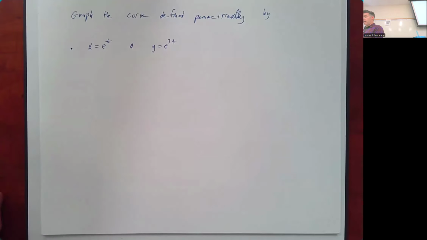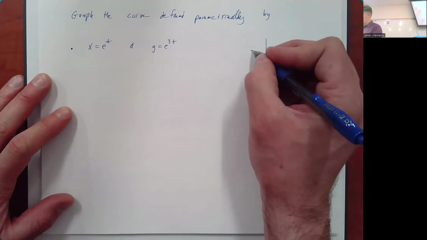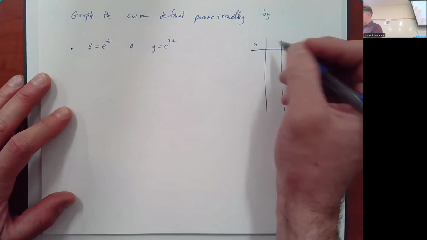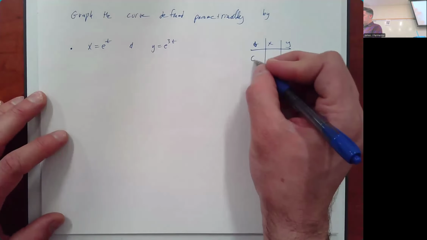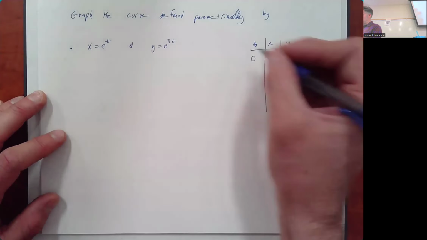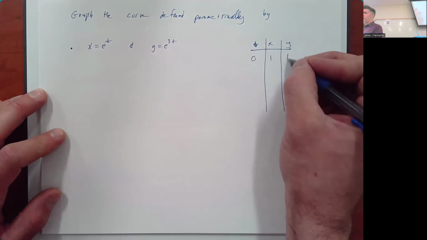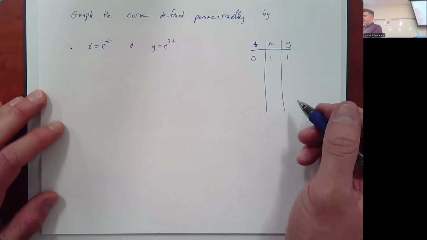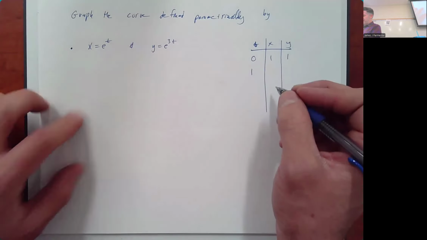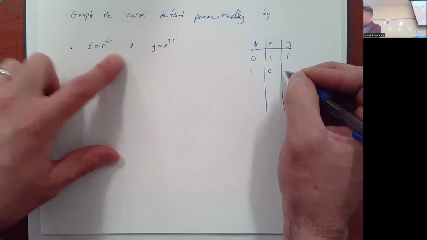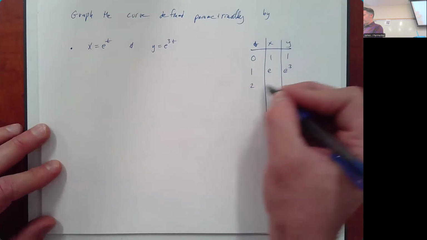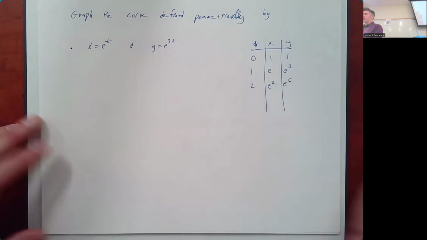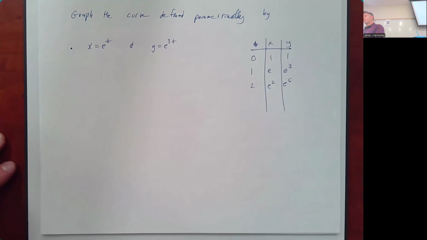Gross. I don't want to plot points here. Because if I did, it's going to be really challenging. If I plot t and x and y, I can think of one good value of t, 0. And then x is going to be e to the 0, and y is going to be e to the 0. But then at any other point it's not nice. If t is 1, x is going to be e to the 1, y is going to be e to the 3rd. And it just gets worse and worse if I keep picking values, e squared, e to the 6th. I don't really find that helpful.